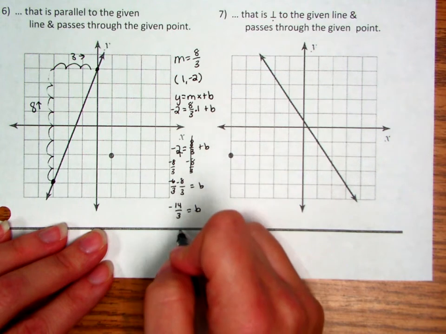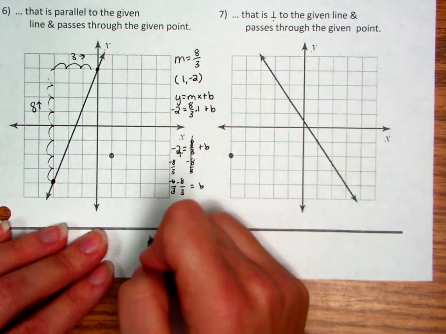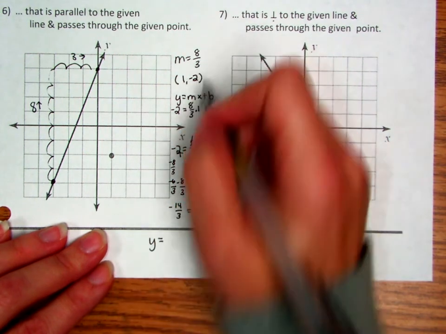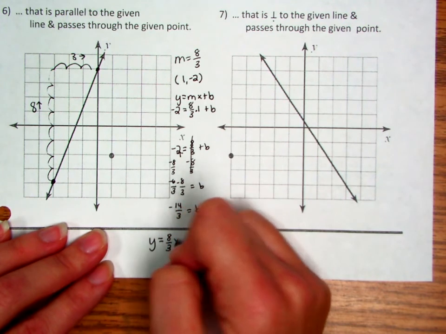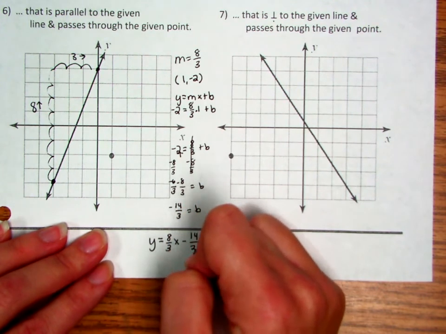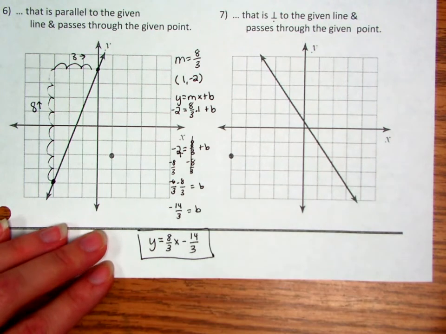Now that I know my b and I know my slope, I can plug it into y = mx + b, where m is 8/3 and my b is -14/3, and that is the equation of the line.